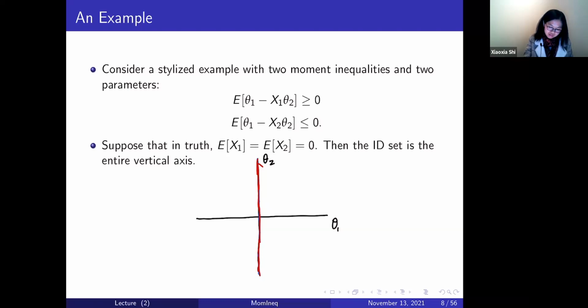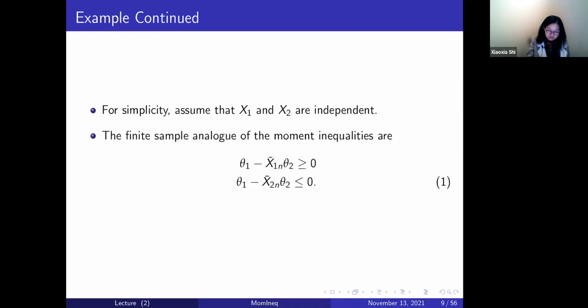Suppose that under the true data generating process, EX1 and EX2 are zeros. Then the identified set is easy to find, right? Because EX1, EX2 are 0. So really the restrictions are just theta 1 is greater than 0, theta 1 is less than 0, right? So that pins down the value of theta 1, but leaves the value of theta 2 completely unconstrained. So the ID set is the whole vertical axis. Okay. The identified set is the whole vertical axis.